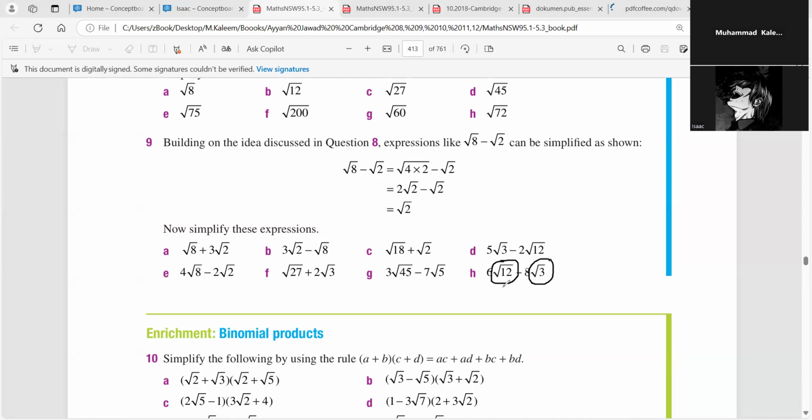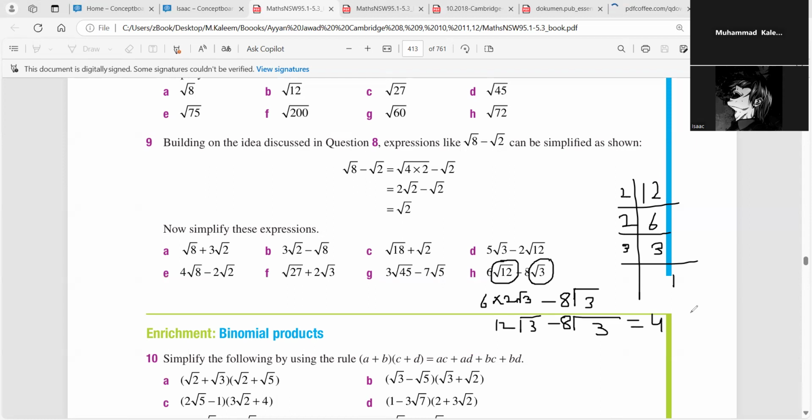If I simplify this root 12, it will be written as 2 root 3. Why? Because 12 can be written as 4 times 3. Or you can just do the factorization of 12: 2, 6, and then again 2, 3, and 3, 1. So this 2 will be taken outside the root because it occurs 2 times. Then you can clearly see these are like terms. So it is 12 root 3 minus 8 root 3, which will be equal to 4 root 3.